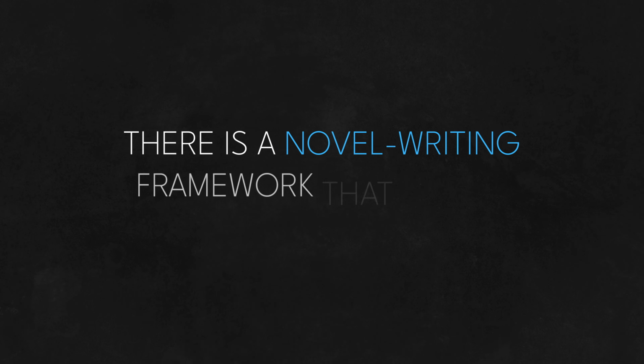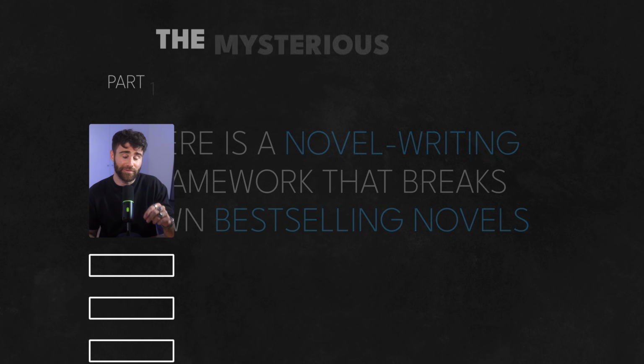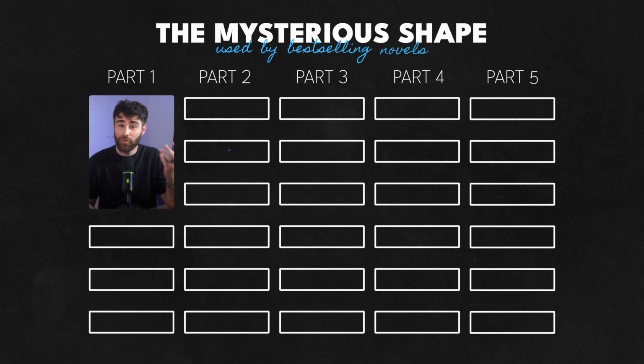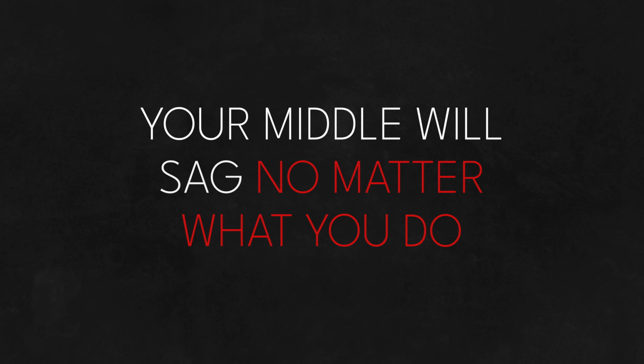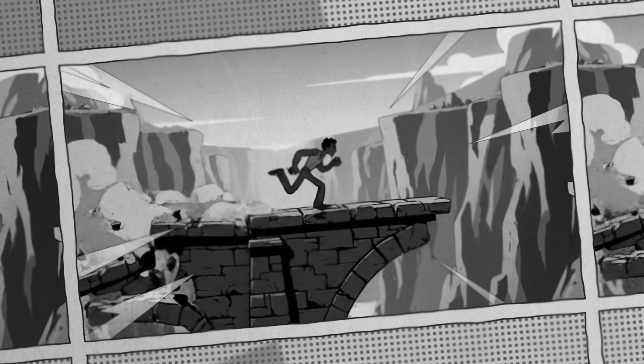There is a novel writing framework that breaks down best-selling novels in 5 specific parts. And when you do, you find the same mysterious shape hidden at the exact same spot every single time. And without it, your story will lose focus halfway through, your middle will sag no matter what you do, and by the time that you reach your final act, your readers just won't care anymore.